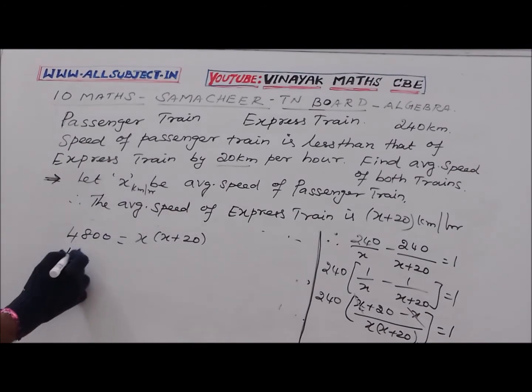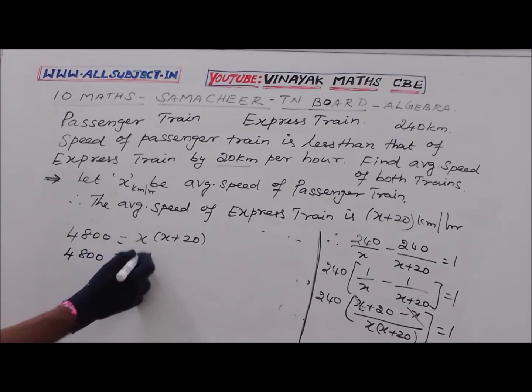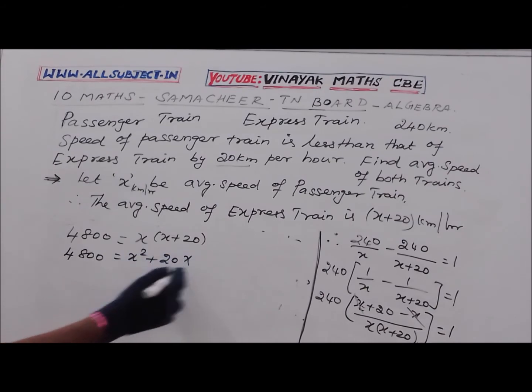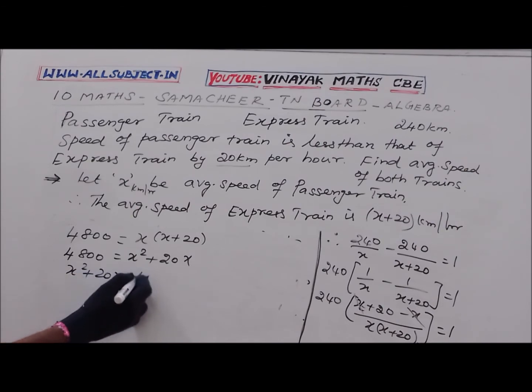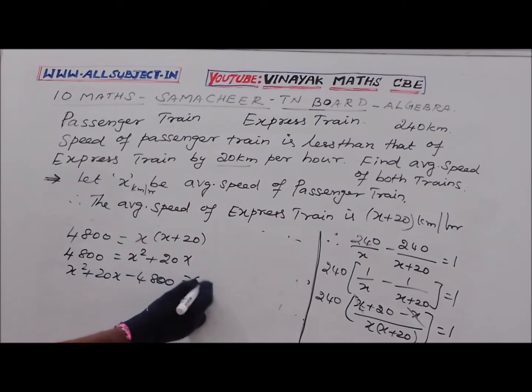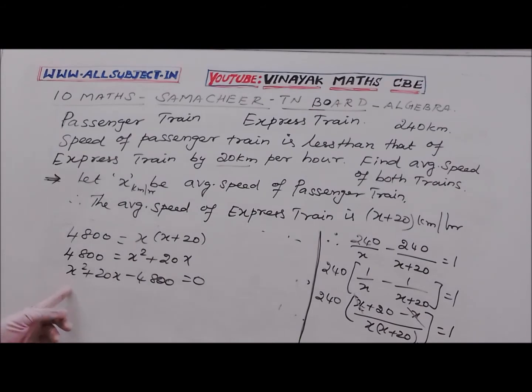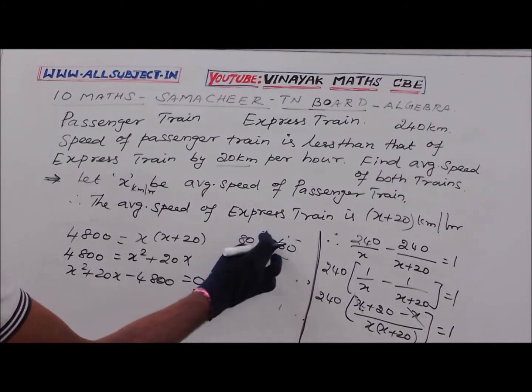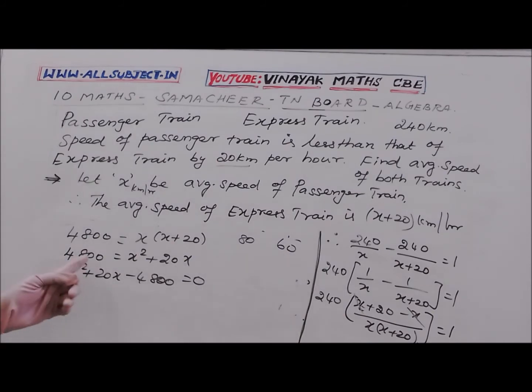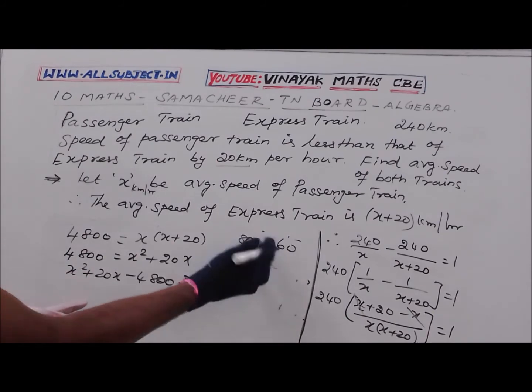Multiplying inside, we have 4800 equals x square plus 20x. Simplifying, x square plus 20x minus 4800 equals 0. Now we have formed a quadratic equation, so we should factor it. When we multiply, we should get minus 4800, and when we add, we should get 20. The two values are 80 and minus 60.